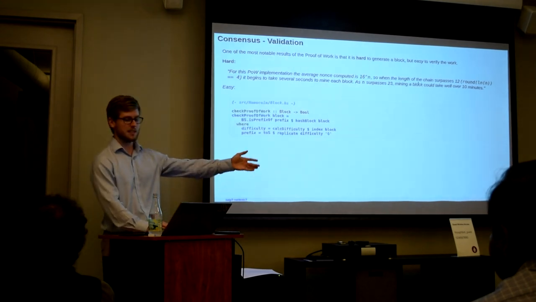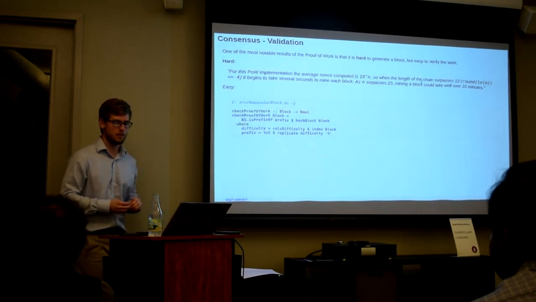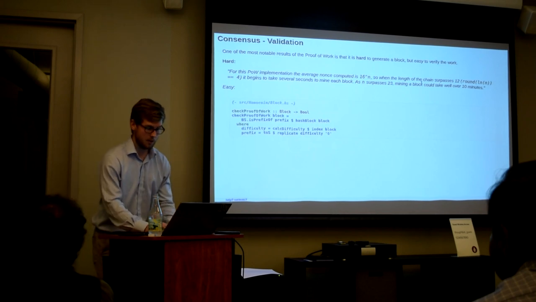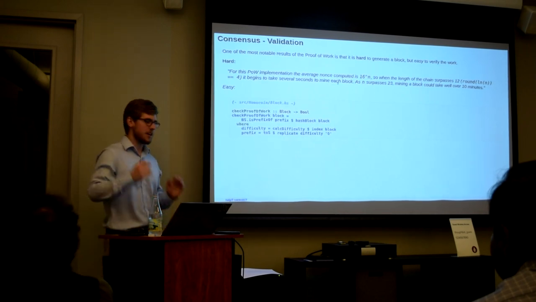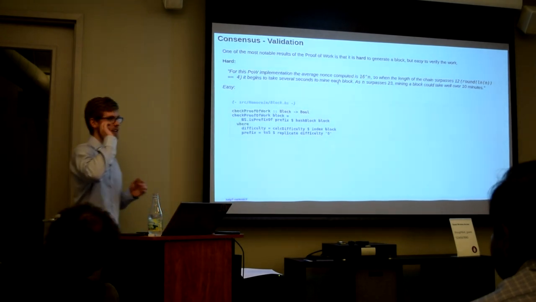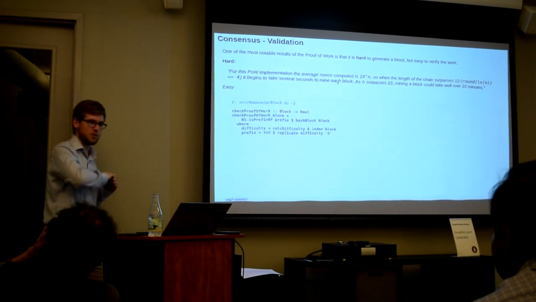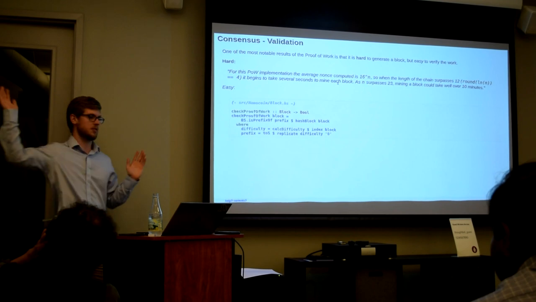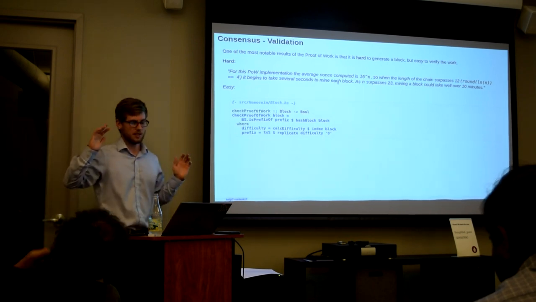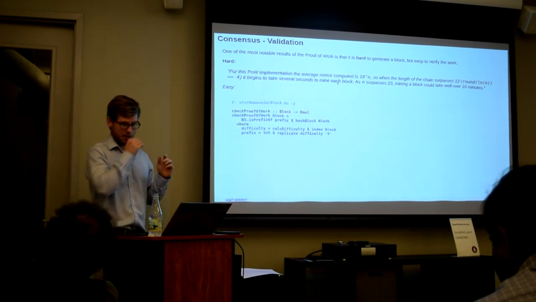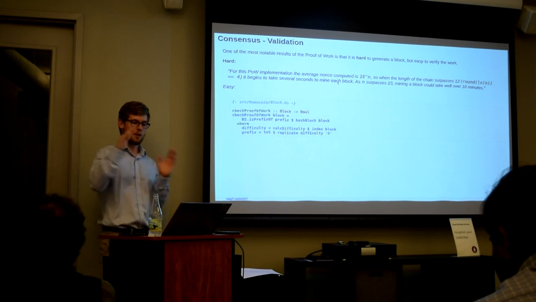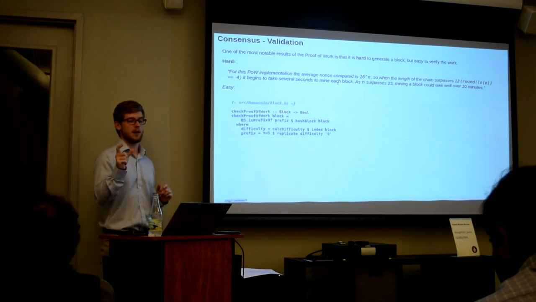Basically what this means is that when the length of the chain surpasses 12, this algorithm makes it take several seconds. When I tell a node to mine a block, it will hang for a few seconds while it's rapidly going from 0 to 16 to the 12th, generating these numbers, hoping to have that many zeros.